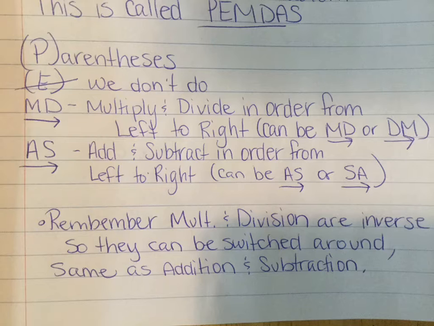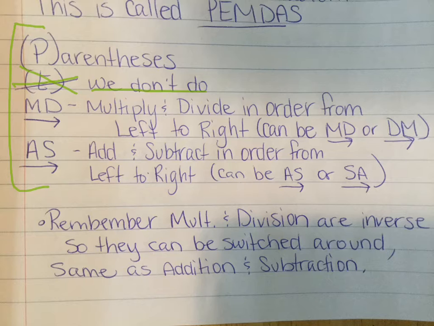So for a numerical expression, this is called PEMDAS. Parentheses are first, always. The E is not important. It's exponents, but we don't do that. Okay? You will not do that till 6th grade. And then it's multiply and divide in order from left to right, and can be MD or DM, because remember, multiplication and division are interchangeable. They're the inverse. So if a division problem comes before a multiplication problem, you're going to do division first.